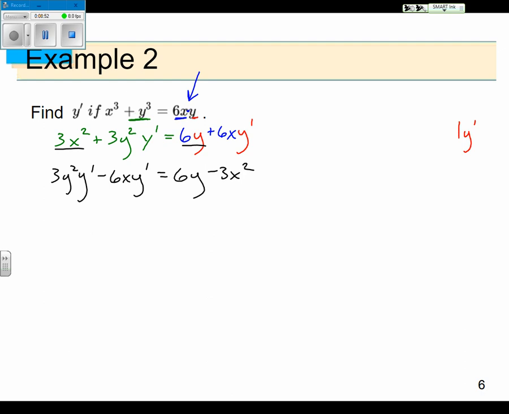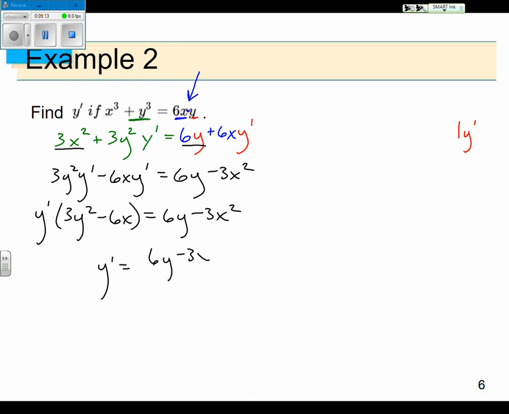So that's going to allow me to solve this for y prime, because now everything on the left side has a y prime in common. So I can factor it out, and I just have a single y prime to solve for. If I divide both sides by what is in parentheses, I get my derivative equal to this expression.